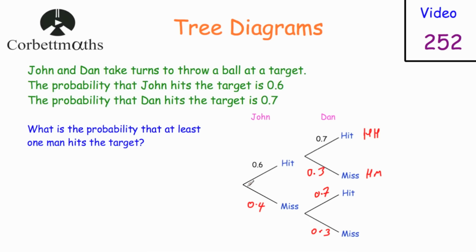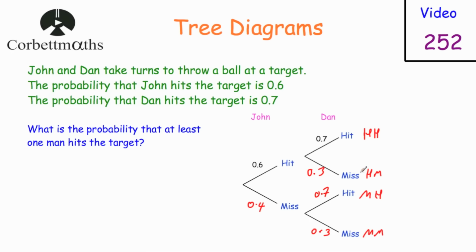Now if we go down this way, John can actually miss the target, and then Dan can hit the target, so that'll be a miss and a hit. And finally, John can miss the target and Dan can miss the target, so that'll be a miss and a miss. So we've got all the possible outcomes here. We've got a hit hit, hit miss, miss hit, and a miss miss. And what's fantastic is we can use the probabilities we've been given in the question to work out the probabilities of a hit hit, hit miss, miss hit, and miss miss really easily.